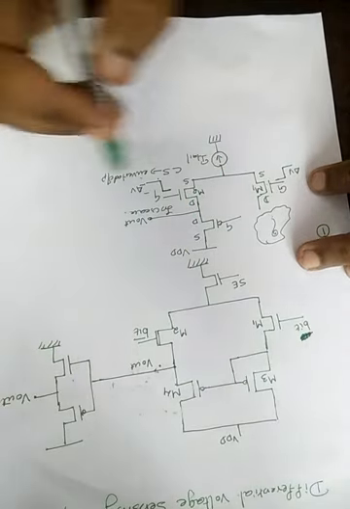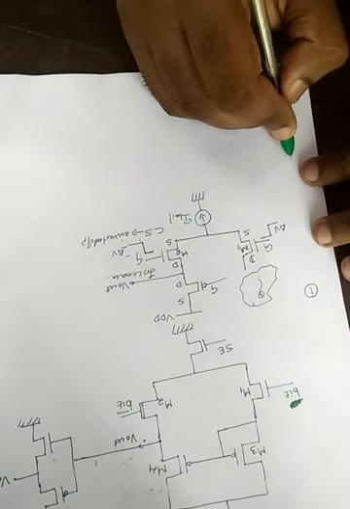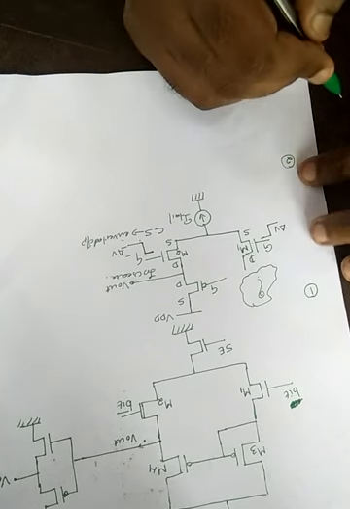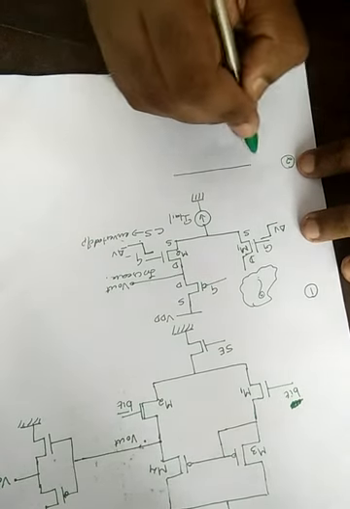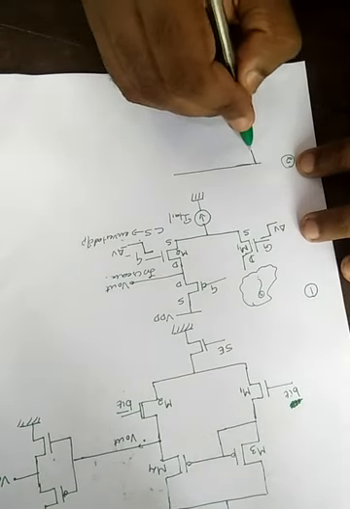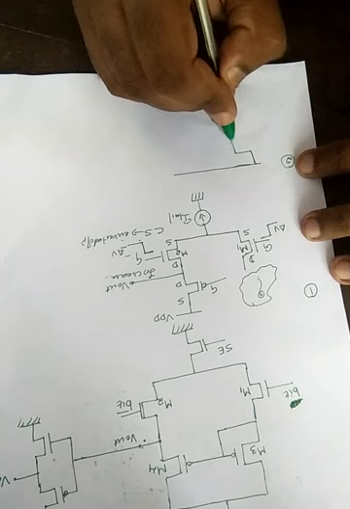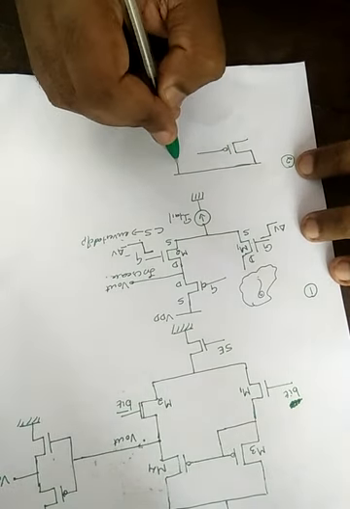Second circuit I am going to analyze is the circuit that consists of our current mirror. So I am going to draw a current mirror using PMOS itself. We are going to build a current mirror using PMOS itself.